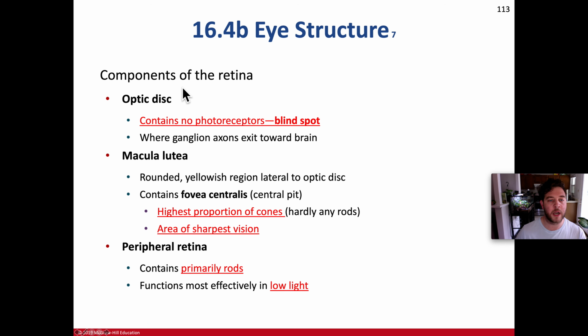Okay, more components of the retina. Your optic disc contains no photoreceptors. It is your blind spot. This is where the ganglions exit towards the brain. So this is the part where your optic nerve is going to be exiting.